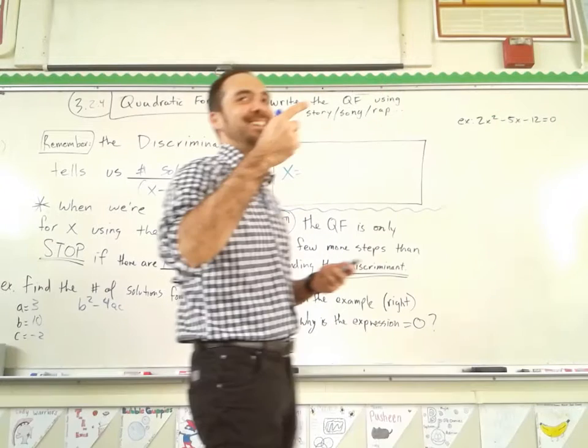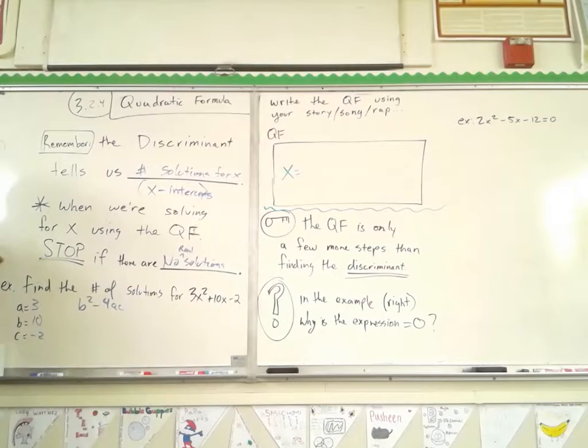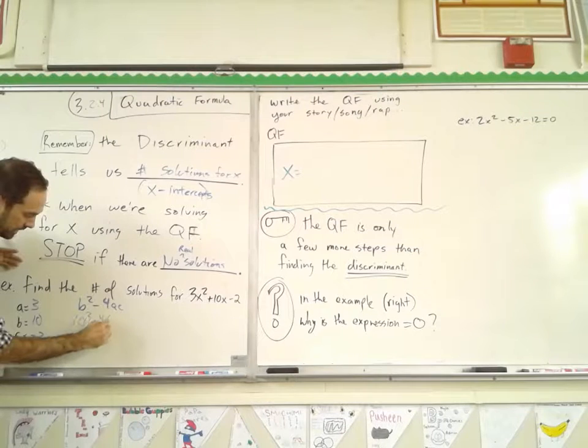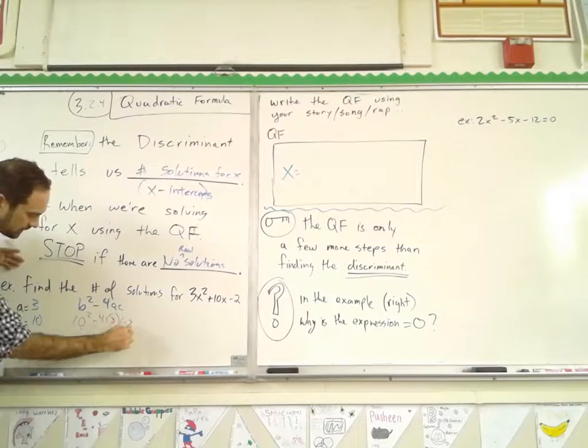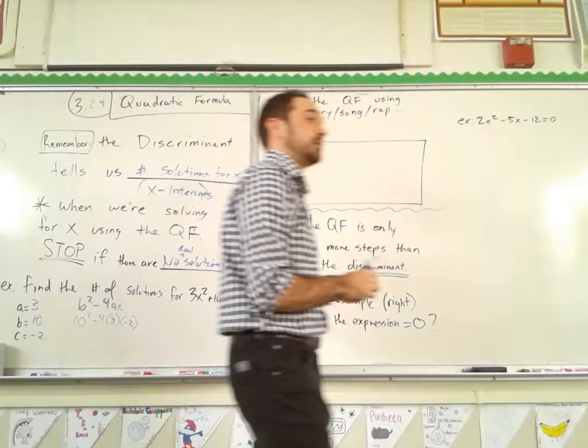All right. What am I going to put in for B? How about B? 10 squared minus 4 times 3 times negative 2. Everybody work that out. Check with your neighbor. I'll give you about 10 seconds for that. Not 10, maybe 12 seconds.